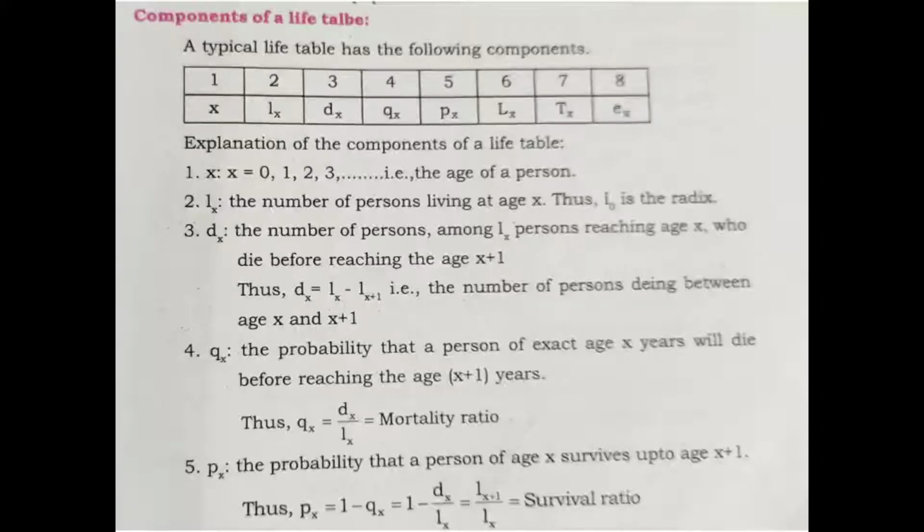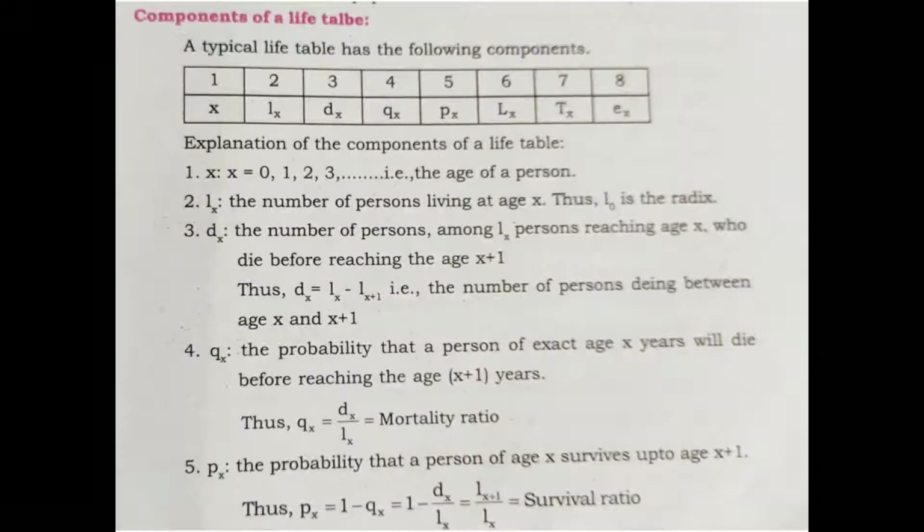First one, x. x is nothing but the age of a person, which starts from 0. 0 is the age of the newborn baby. Then 1, 2, 3 and it goes on. Next, lx, the number of persons living at age x, where l0 is the radix.